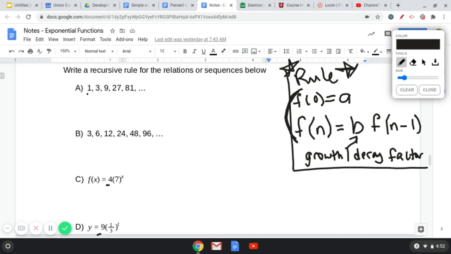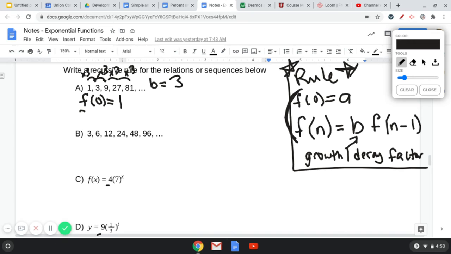That's what we'll write. So for example, this first one, a, will be f of 0 equals 1, because that's our first term. Now, to get to each term, we're modeling exponential growth, so we multiply by 3 to get to each term. Do you see that? We times 3, times 3, times 3. So we multiply by 3 to get to each of these terms. So our growth factor, our b factor, is 3.